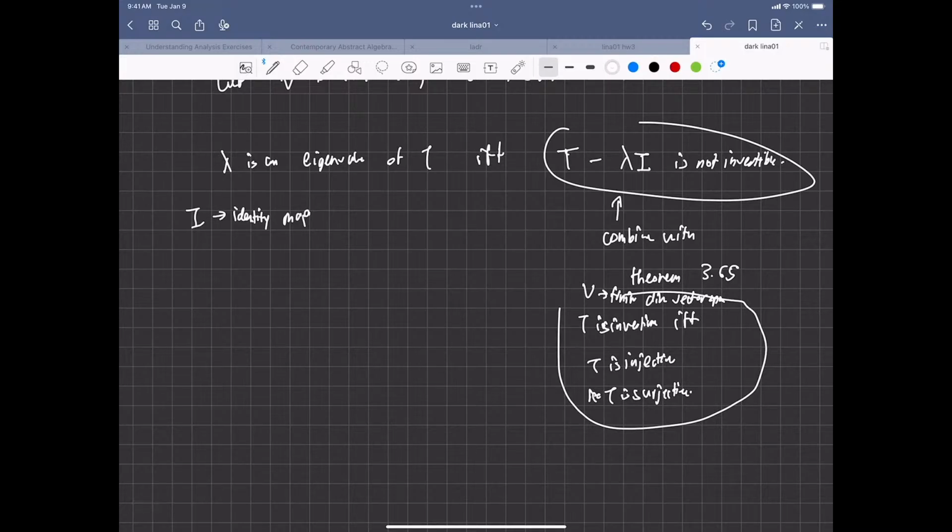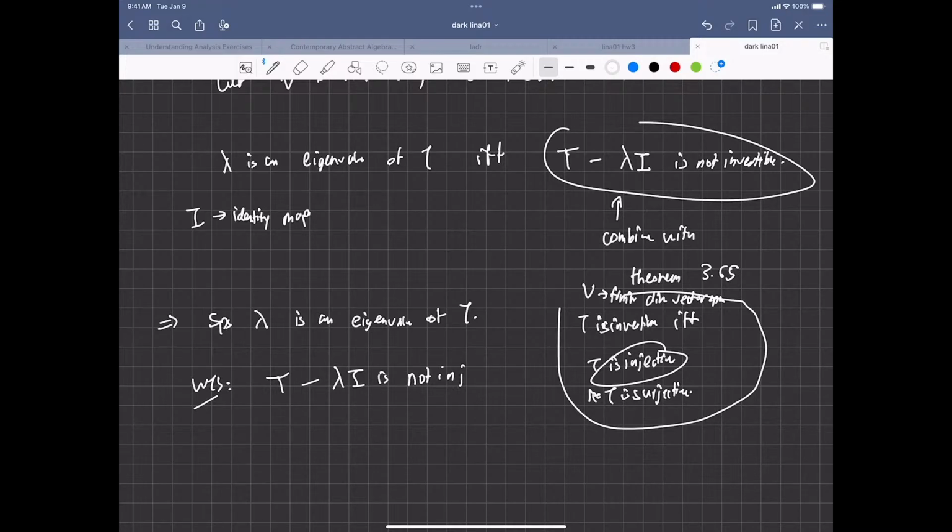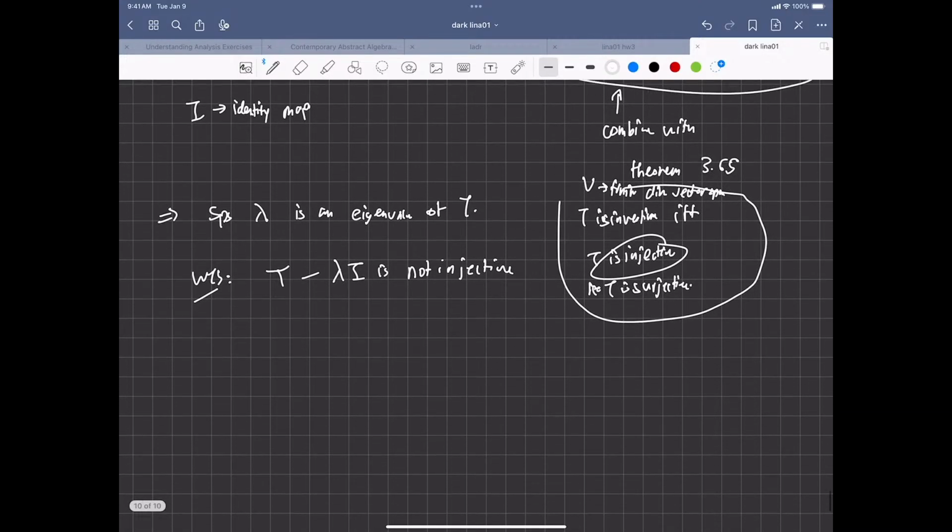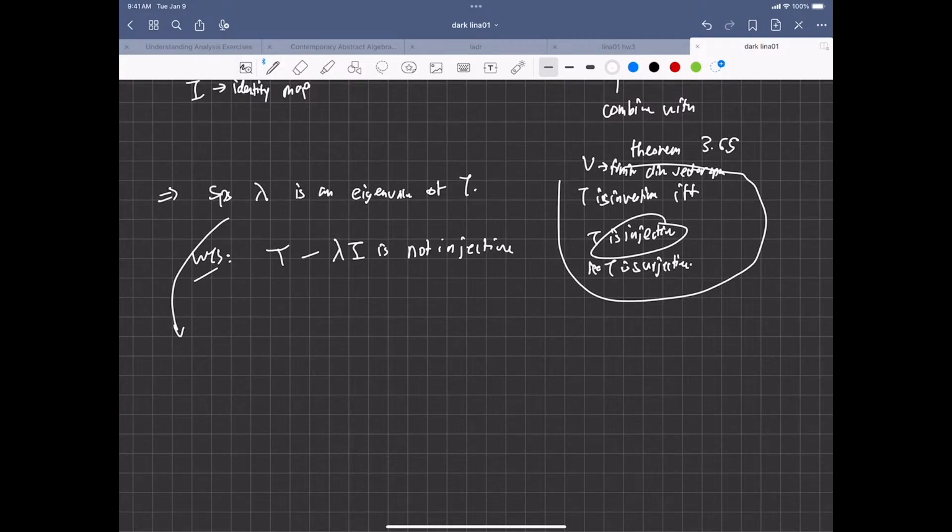So we're going to prove this. Suppose lambda is an eigenvalue of T. We're actually going to use the equivalent condition that it's injective and surjective. So we want to show that T minus lambda I is not injective. Since lambda is an eigenvalue of T, there exists a v in V such that Tv equals lambda v.